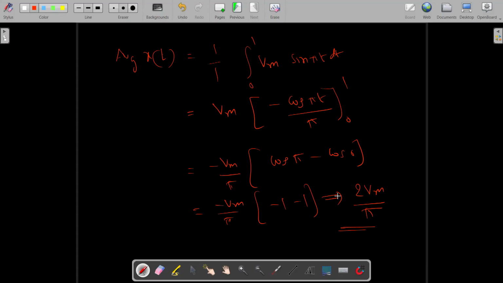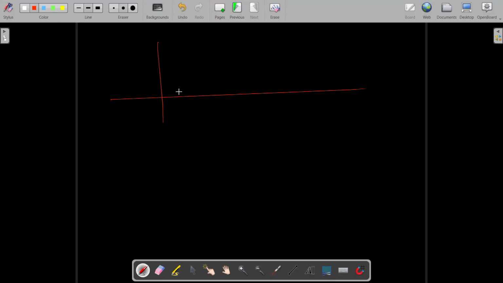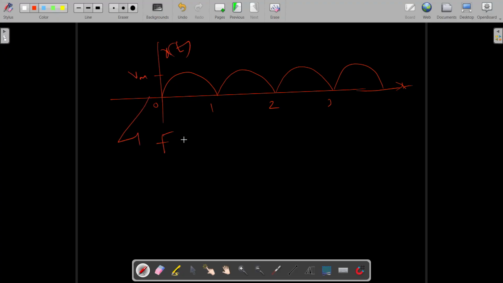So the name for this x of t, let us go to the next page. The name for this given x of t is a full wave rectifier output. This is t, 0, 1, 2, 3 and so on. This is Vm. This is x of t. This is called the full wave rectifier output. Therefore the average value for this one is 2 Vm by pi.